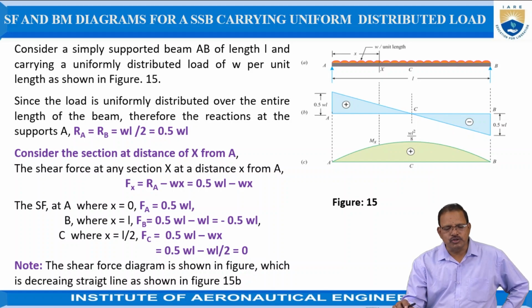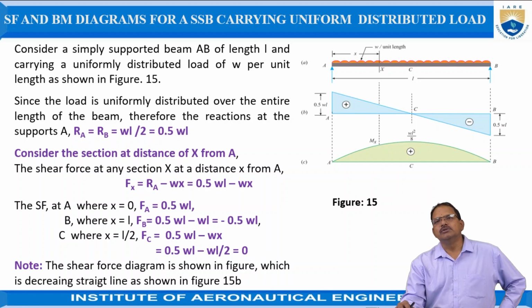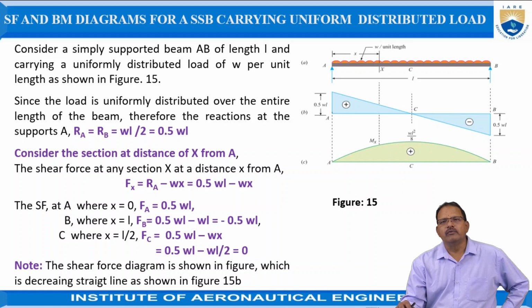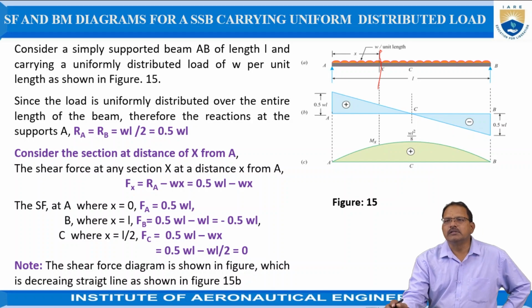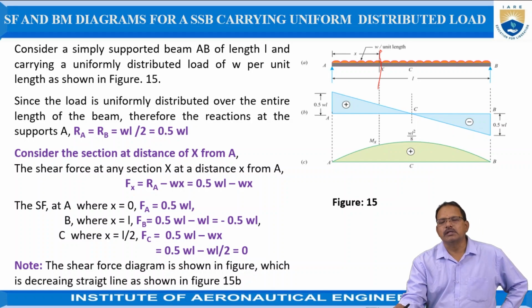Since the load is uniformly distributed over the entire length of the beam, the reactions at the supports are both equal, that is RA is equal to RB, which is equal to 0.5 W into L, where W is the load per unit length and L is the length of the beam. Now consider a section at a distance of x from A. We have to consider what is the shear force at that section.